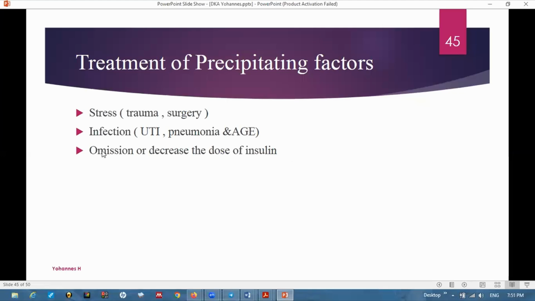The other is that the precipitant can be omission or decreased dose of insulin, so we should counsel them in the management of diabetes.